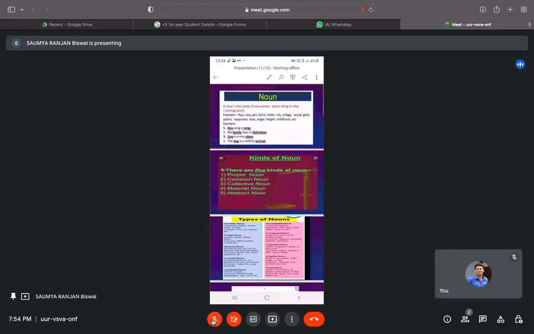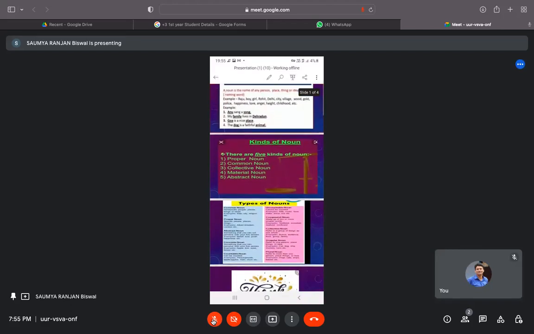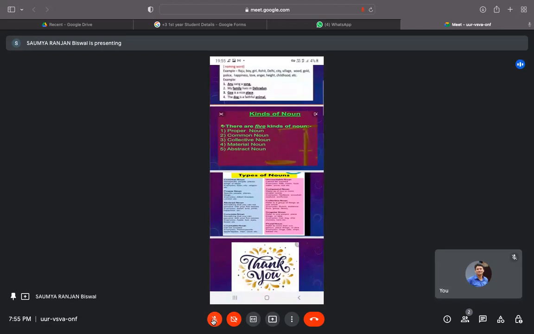For example, we can see that Anu sang a song. Here the nouns are Anu and song. My family lives in Dehradun. Goa is a nice place. The dog is a faithful animal. So in these sentences there are nouns. There can be two or more nouns. Then, what are the kinds of nouns?